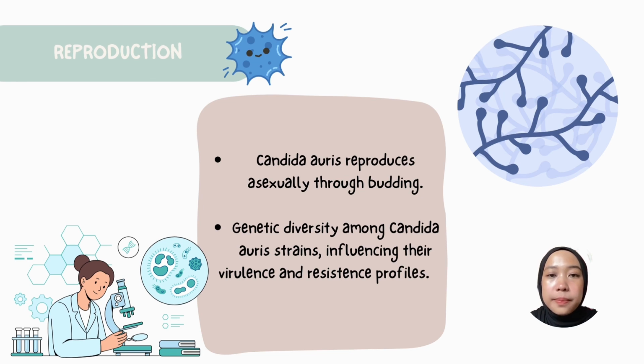For reproduction, Candida auris undergoes asexual reproduction through budding, where daughter cells emerge from the parent yeast cell. This efficient reproductive strategy allows rapid population growth, facilitating outbreaks in healthcare settings. It also contributes to genetic diversity among Candida auris strains, influencing their virulence and resistance profiles.